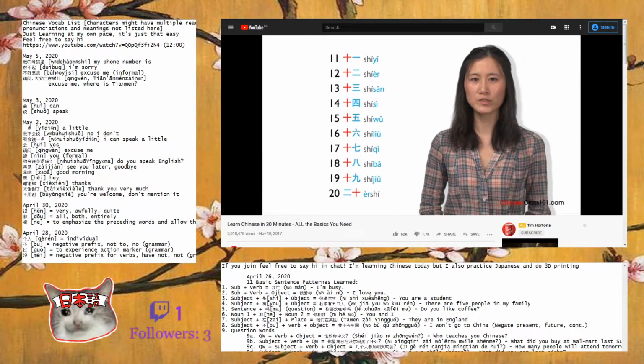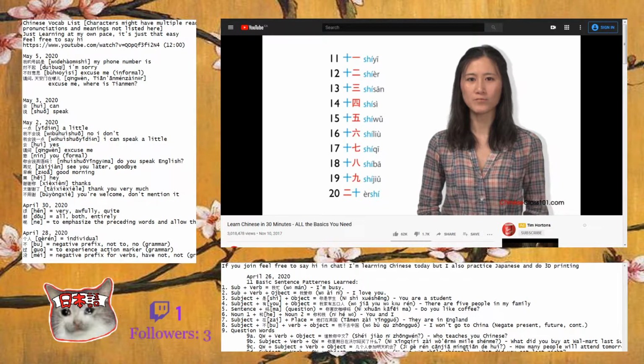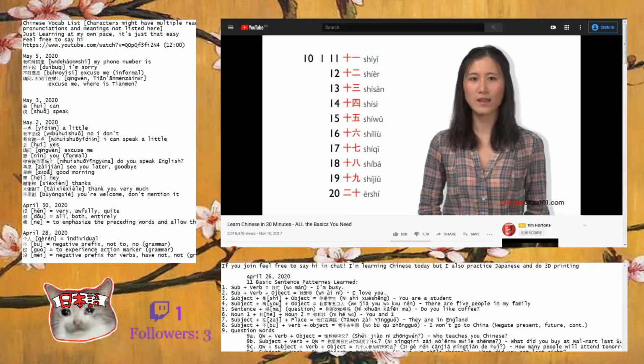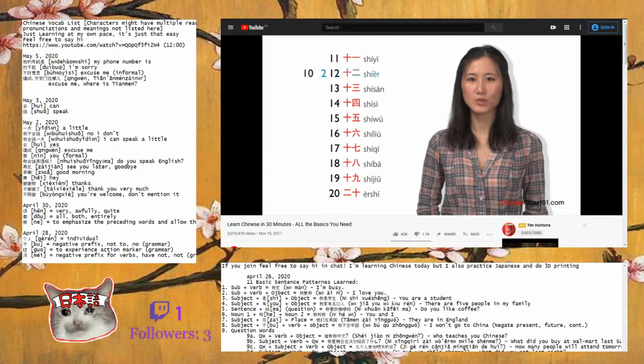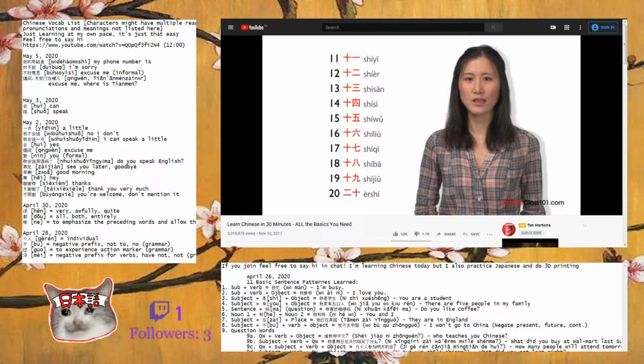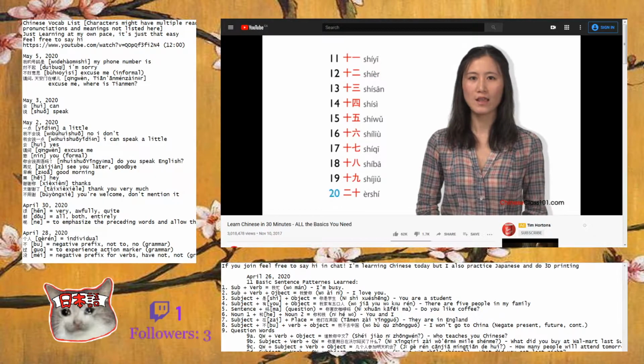These numbers may seem harder to remember, but they're actually very simple. Just take the numbers you learned in the last lesson and put a 十 in front of them. So saying 11 is like saying 10-1. Saying 12 is like saying 10-2, and so forth. When you get to 20, you just say 2-10. Isn't that easy?